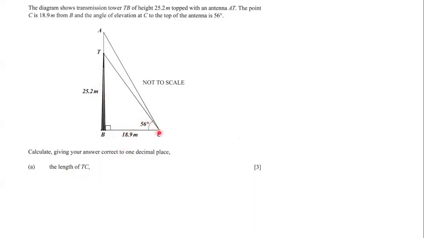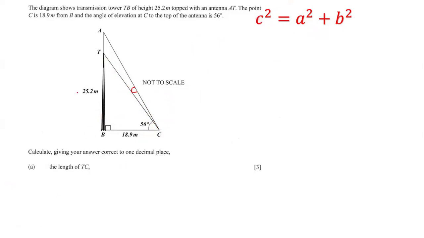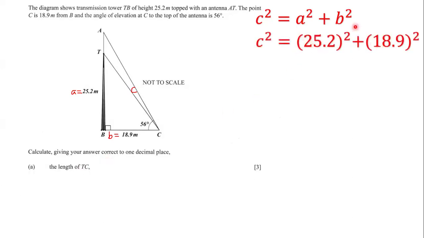And so in order to figure out the third side, what we need to do is apply Pythagoras theorem, which says that C squared is equal to A squared plus B squared. Now, we are trying to find TC, and TC is the hypotenuse. And so that means that TC is C, all right? So let's label it, TC is going to be C, that's the hypotenuse. A is going to be 25.2, and B is going to be 18.9, all right? And so let's use this formula. Notice that we have A is 25.2, B is 18.9, and C, well, that's what we're trying to figure out.